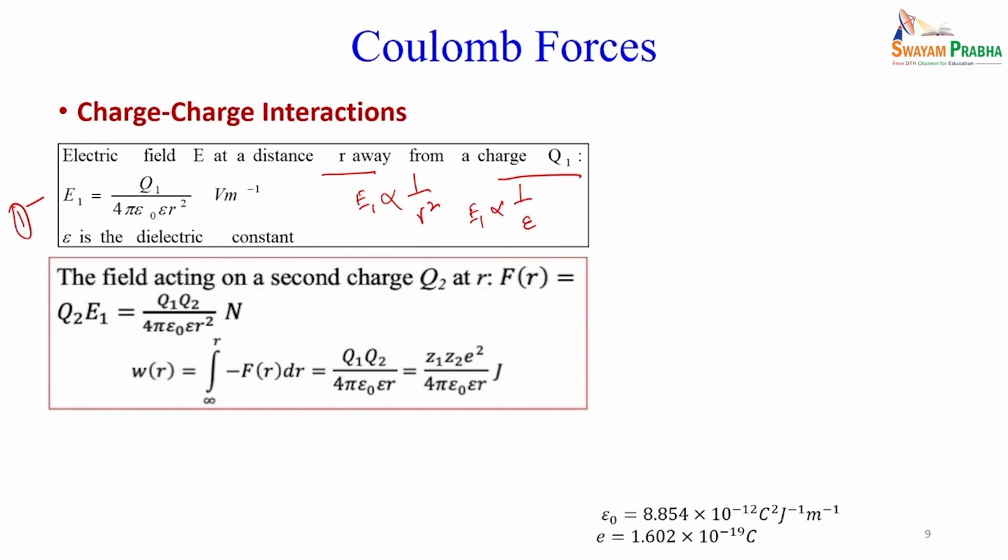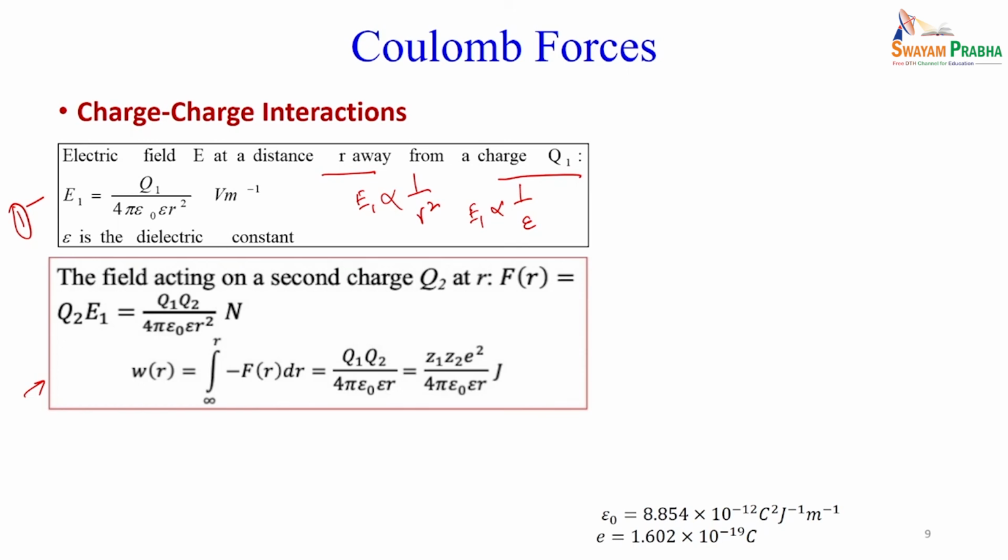If the force is known to you, we can always calculate the potential. Potential is, if you integrate the force, you will get the potential. Other way, if you differentiate the potential, you will get the force. So, if you integrate, it is coming out to be q1 q2 upon 4 pi epsilon naught epsilon into r.